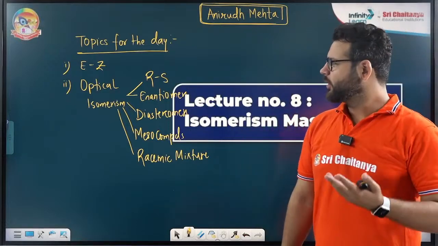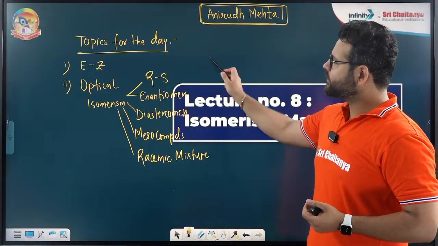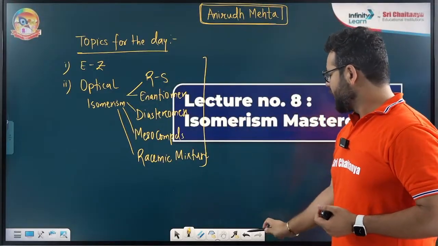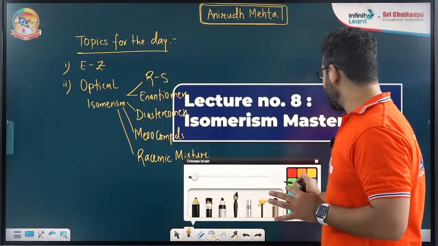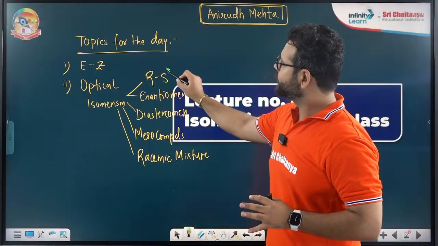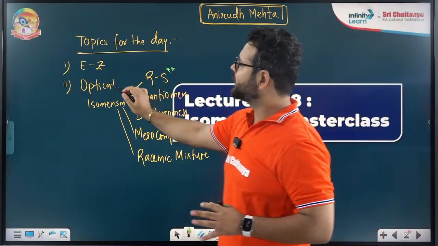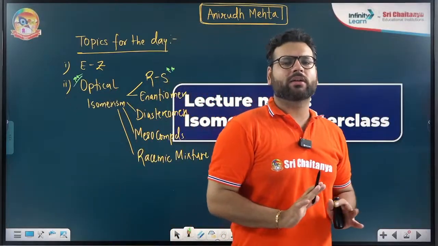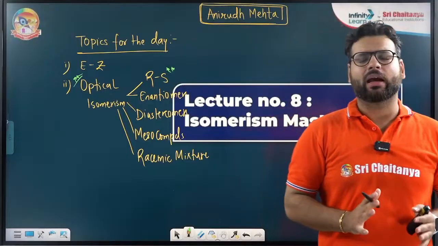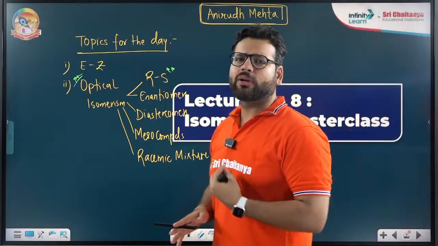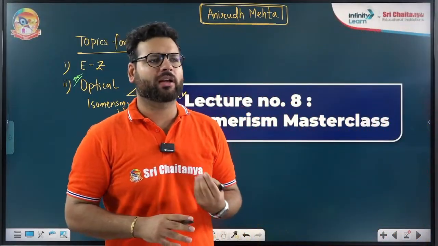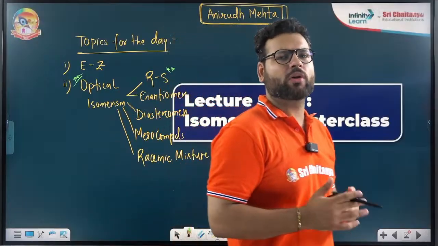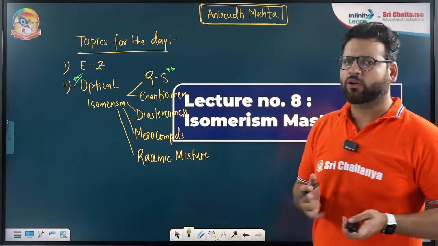So today's topics are going to be these ones. I am sure all of you are very scared of RS nomenclature, and of optical isomerism overall. I can promise you, listen carefully, I'll be going slow only. After 2 classes, all your fear of optical isomerism, and of isomerism overall, should go away automatically.